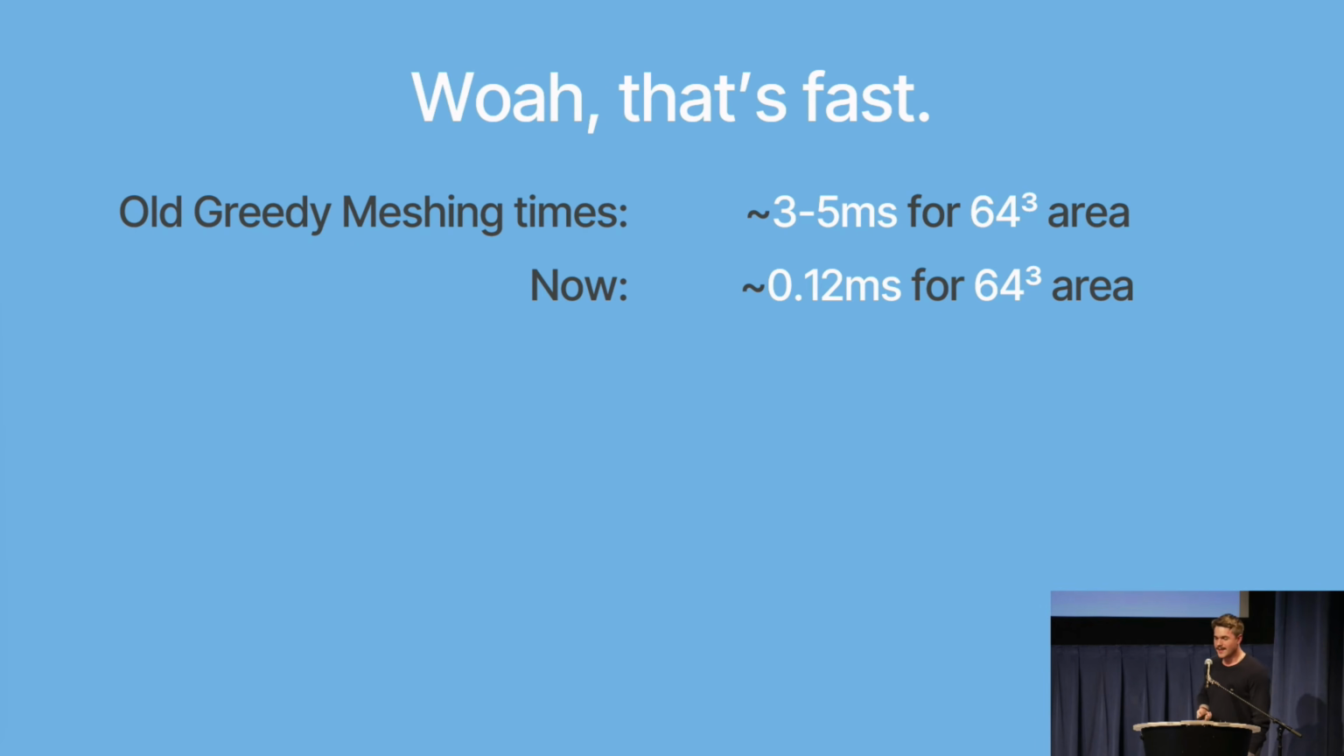Whoa, that's fast. All the greedy meshing times, or even our naive meshing, which is like our simplest scenario, took around 3 to 5 milliseconds for a 64 cubed area. I even took those greedy meshing times, and I think it was for a 32 cubed area, but I wasn't sure about the time, so I just quadrupled them to make sure that it was accurate. Now we're down to 0.12 milliseconds for a 64 cubed area, because we've taken our problem that was considering all of our voxels voxel by voxel and broken it down into doing it column by column, or 64 voxels by 64 voxels every single time.